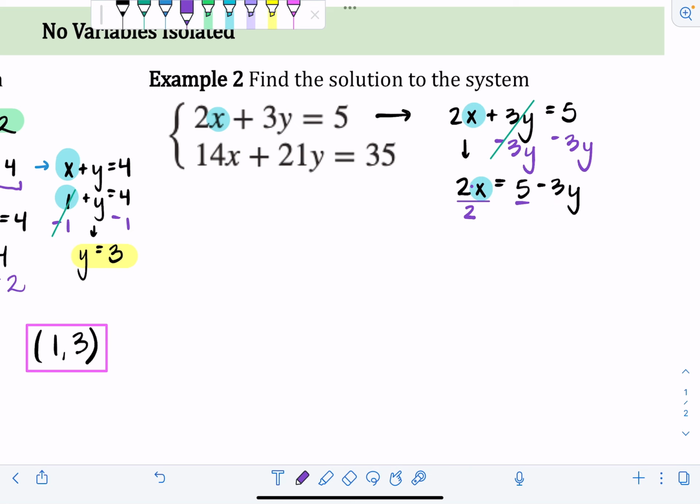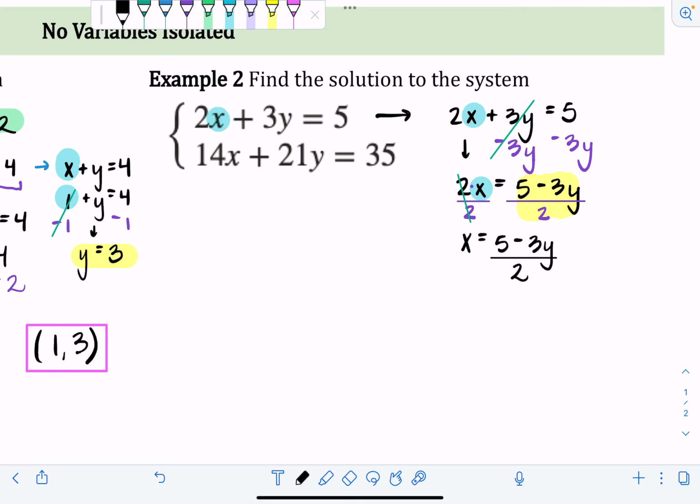What I'm going to do is write the whole right side of the equation divided by 2, and I'm just going to leave it like that for now. And we'll see why in a little bit. So 2 divided by 2 goes away, so I'm just left with x. And then this whole thing, I'm just going to leave in that structure. So x equals 5 minus 3y, all divided by 2.